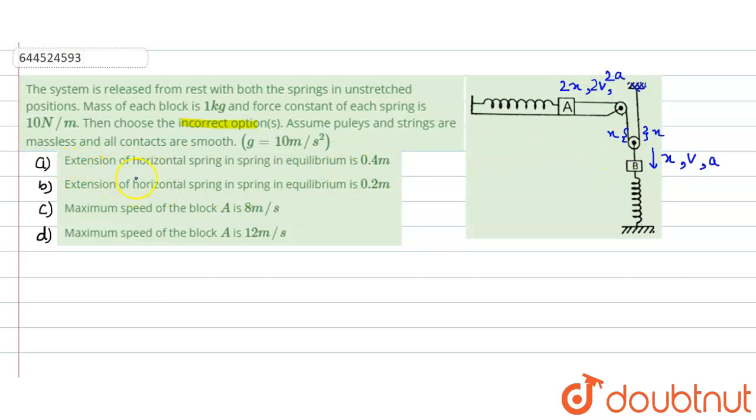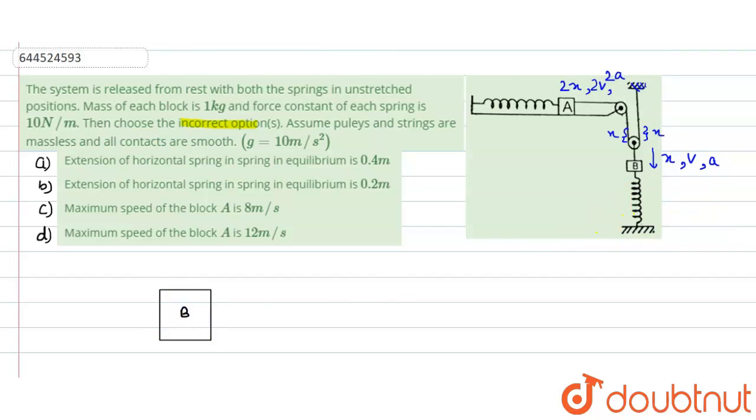Now we need to find the extension in the horizontal spring attached to A, as well as the maximum speed of the block A in meter per second, and we need to choose the incorrect option. So first of all, we draw the free body diagram. Let's say this is our B, we draw the free body diagram of B.